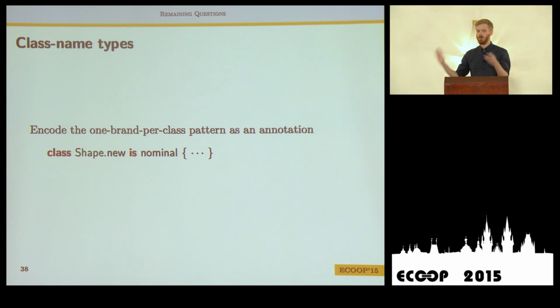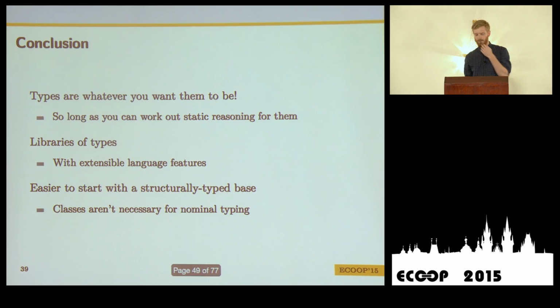And then do we go further and say, look, we can encode the fact that you can build a brand for every class and essentially recover class style nominal typing. But this is directly against some of the design goals of the language. I'm just pointing out that you could do it if you wanted to.